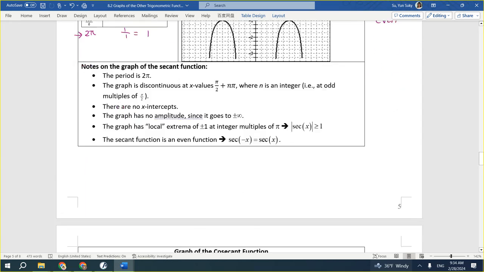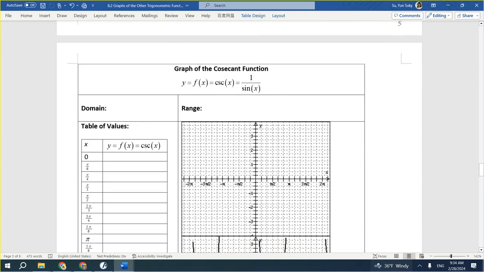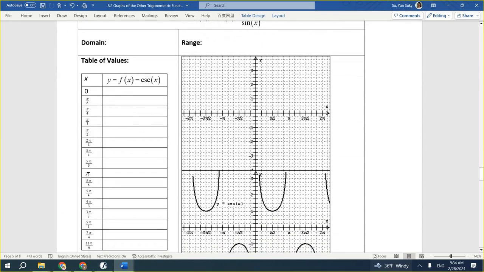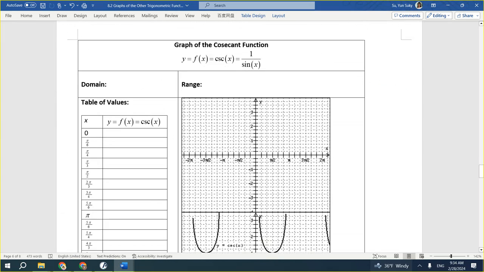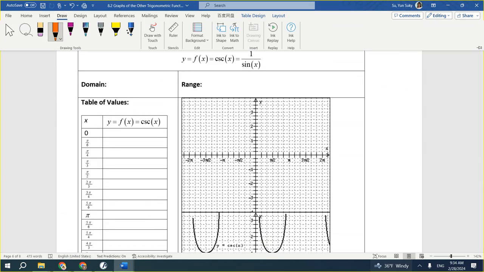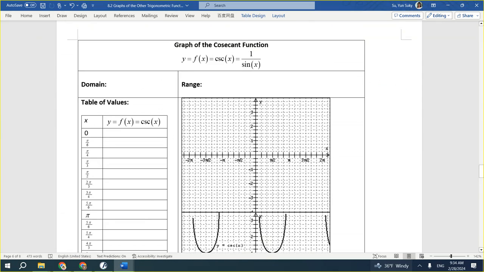Okay, let's also do the cosecant function. So cosecant is 1 over sine. Guess what? You need to draw the graph of sine. What's the graph of sine?